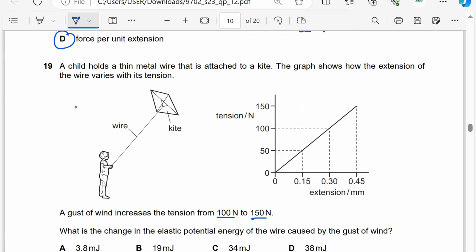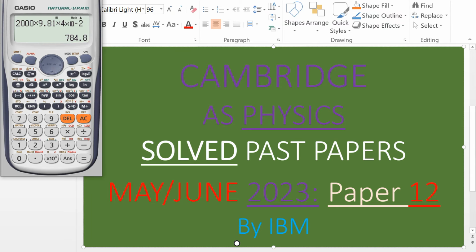From 0 to 100, I'll call this one E1. So E1, the elastic potential energy before, is going to be a half times 100 times 0.3. I'm using the area under the graph. I think this is 15?